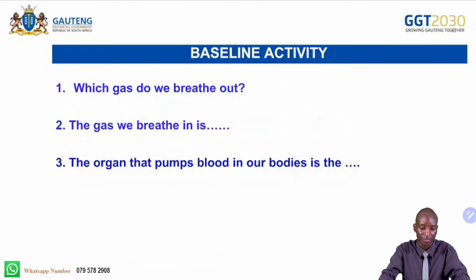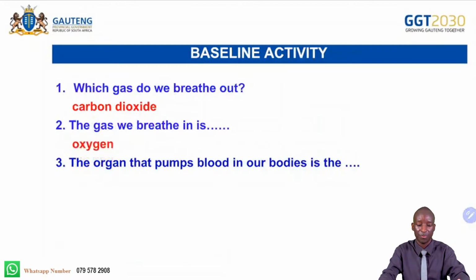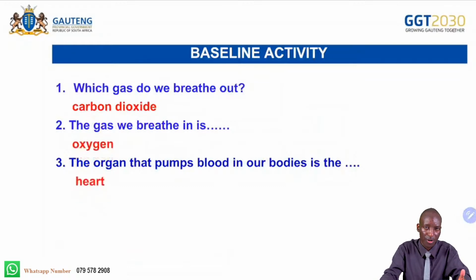Number one, which gas do we breathe out? This one is carbon dioxide. Number two, the gas we breathe in is oxygen. So the gas that we breathe in is oxygen. Number three, the organ that pumps blood in our bodies is the heart. So these are the answers to our baseline activity.